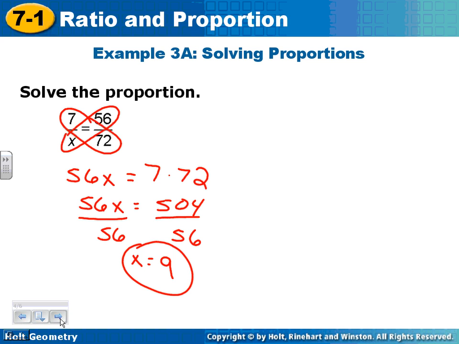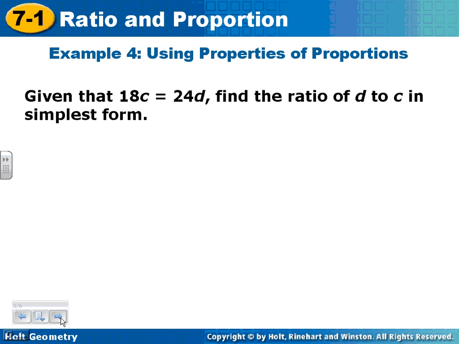Two more slides, and this can be a little bit tricky. Let me show you how to do these. It reads, given that 18C equals 24D, find the ratio of D to C. In other words, D over C. That could also be written D colon C. The D has to go on top, or has to go first. Here's what you do.